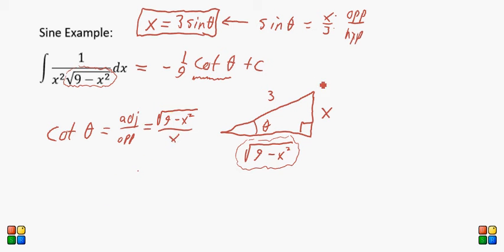So our final answer for this problem, the integral, came out to be negative 1/9 cotangent theta, but we can now write that in terms of x as negative 1/9 times the square root of 9 minus x squared over x, plus c.